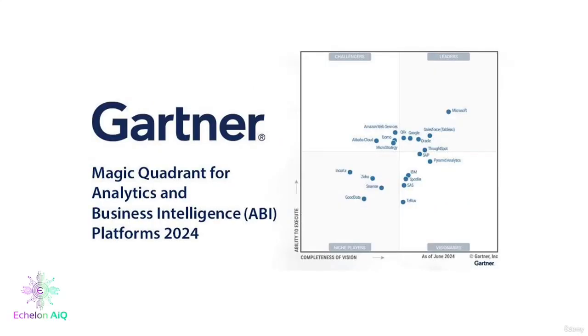Now, I added this slide to show you, this is from a prominent management consulting group called Gartner, in which they show which business intelligence platforms are the most popular and the most well known and used. Tableau consistently ranks as a leader in the Gartner Magic Quadrant for analytics and business intelligence platforms. The highest is actually Microsoft Power BI, which we have as well with Echelon AIQ. This recognition highlights Tableau's innovation, usability, and ability to empower organizations with data driven insights.